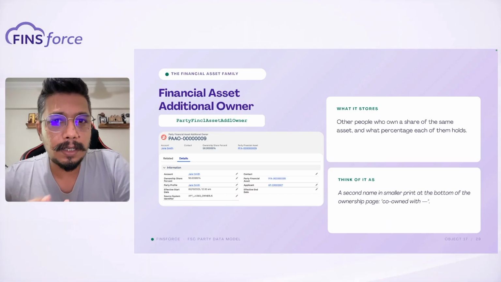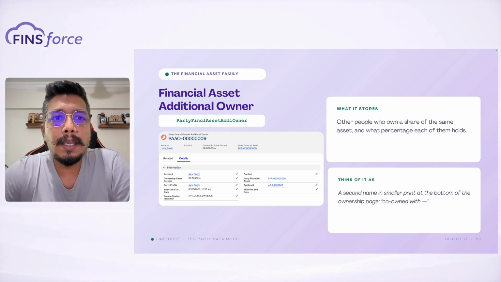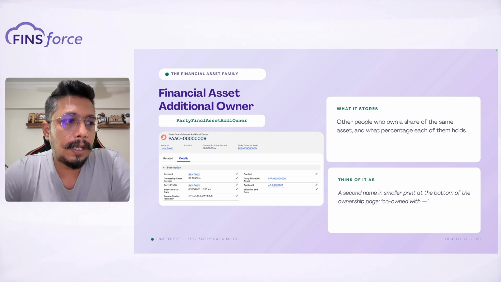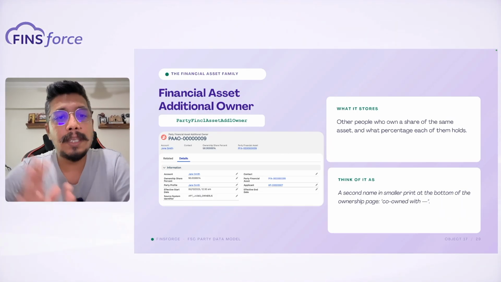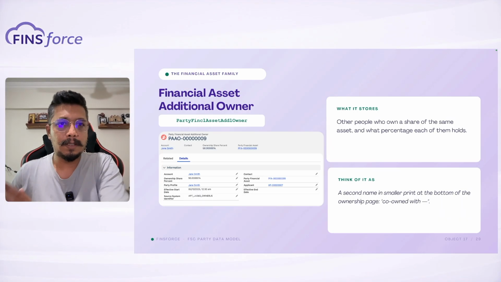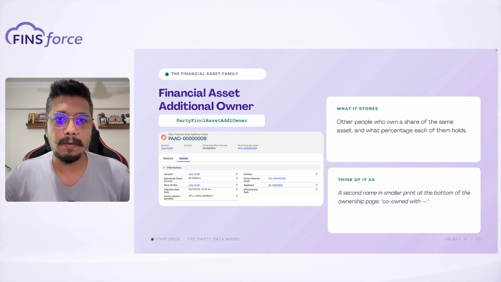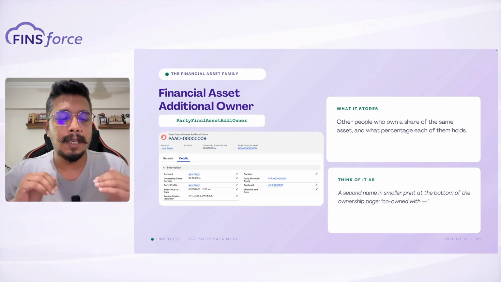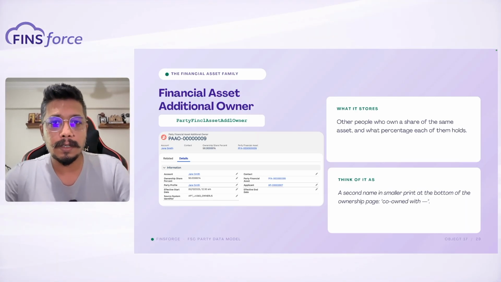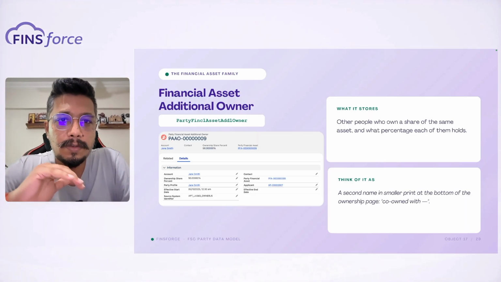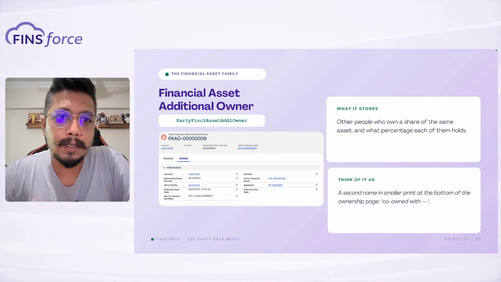Then we have financial asset additional owner. So let's say I have some financial asset like gold, but my friend and I bought that gold, so he has a few percent of ownership in that, and I have a few percent of ownership in that particular gold. Let's say 1 kg gold, he owns 80%, I own 20%, so he is also an additional owner. So that information is going to be stored in the party financial asset additional owner object.